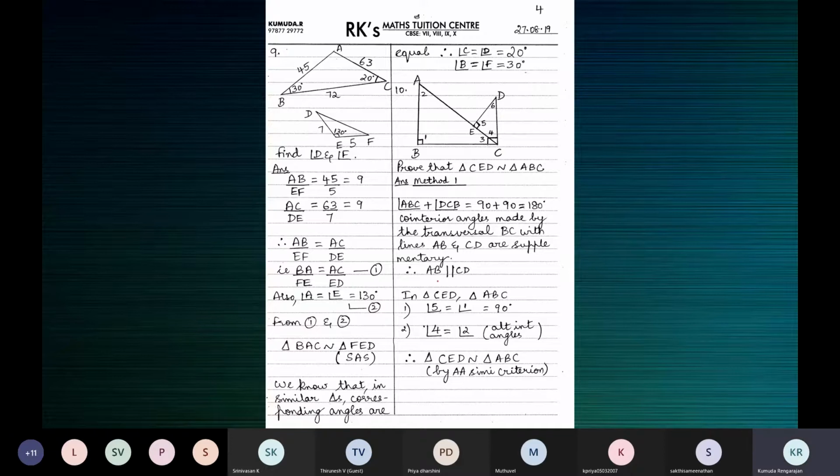Okay, this is how we present the answer. Mention the two triangles. Here you can name them in any order. You can call it CED, CDE, DEC. Here the order is not important. When you write the triangles on either side of the similarity symbol, then the way you name the triangles is very important. The order in which you place the letters, the order in which you place the vertices, becomes very important when you use the similarity symbol.